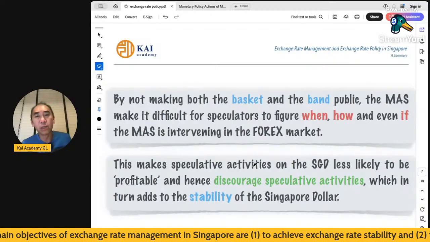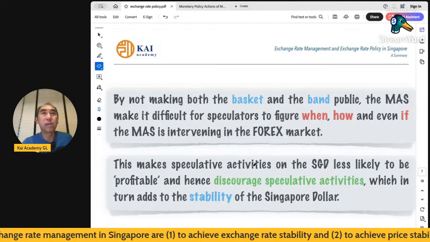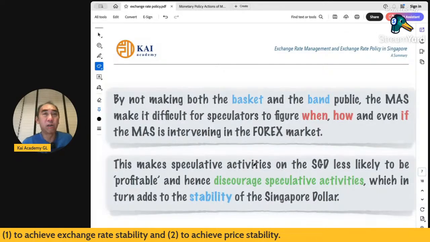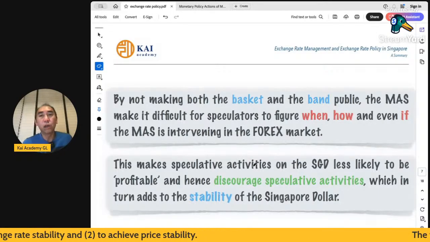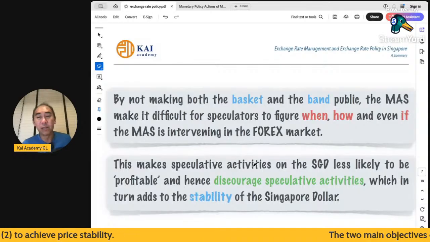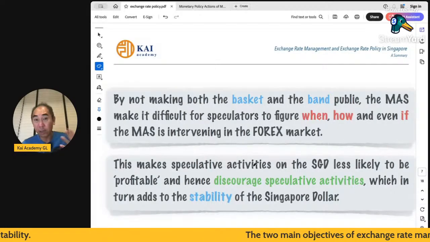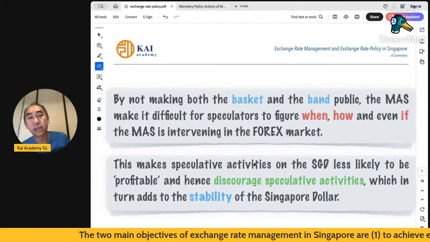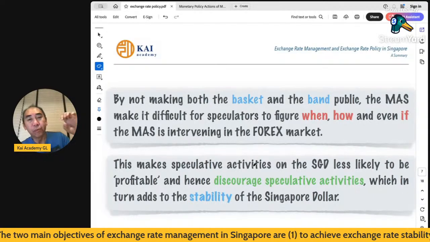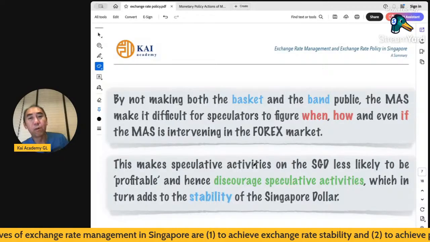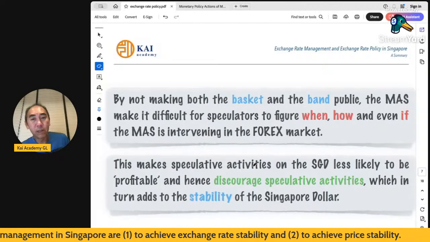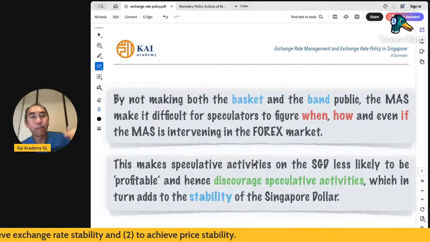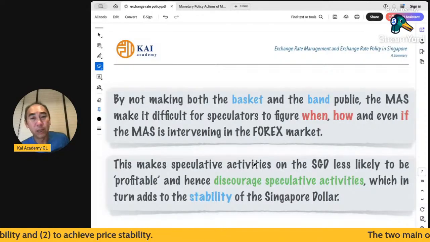There's only one goal to this. The goal to this is to make it such that it's difficult to profit speculating on the Sing dollar or speculating against the Sing dollar. So the goal here is discourage speculative activities. And if they are successful at discouraging speculators from speculating on the Sing dollar, then this adds to the stability of the Sing dollar. So this forms the two key tenets of Singapore's monetary policy: to have a basket of currencies that we manage the average exchange rate, and to set an undisclosed band of allowable fluctuations within that rate.